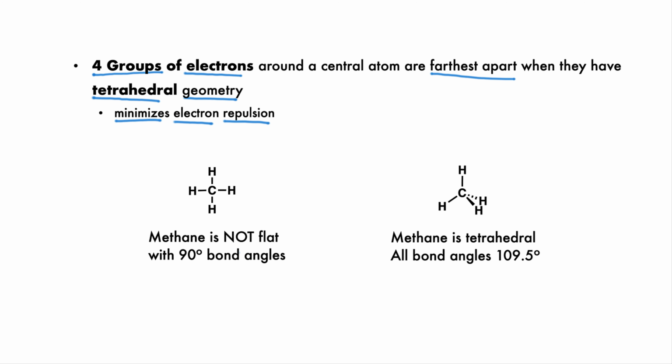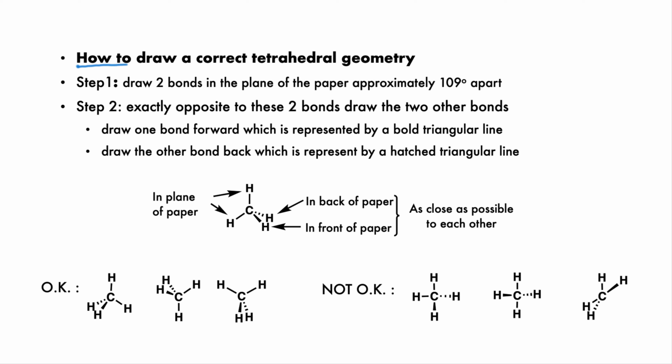Methane has 4 identical CH single bonds. It is not flat, and it does not have 90-degree bond angles, as its Lewis structure suggests. Experimentally, it is known to be tetrahedral, with exactly 109.5-degree angles. This puts the electrons in the CH bonds as far apart from each other as possible. It's essential to be able to draw a correct tetrahedral geometry.